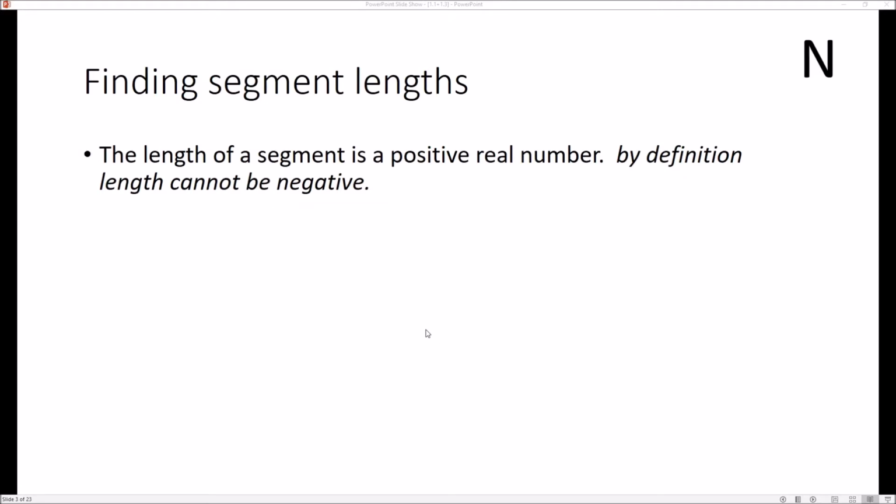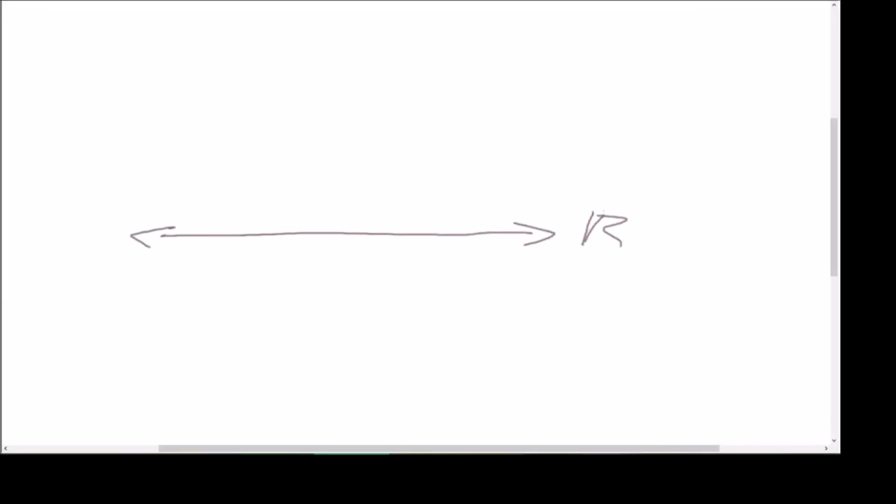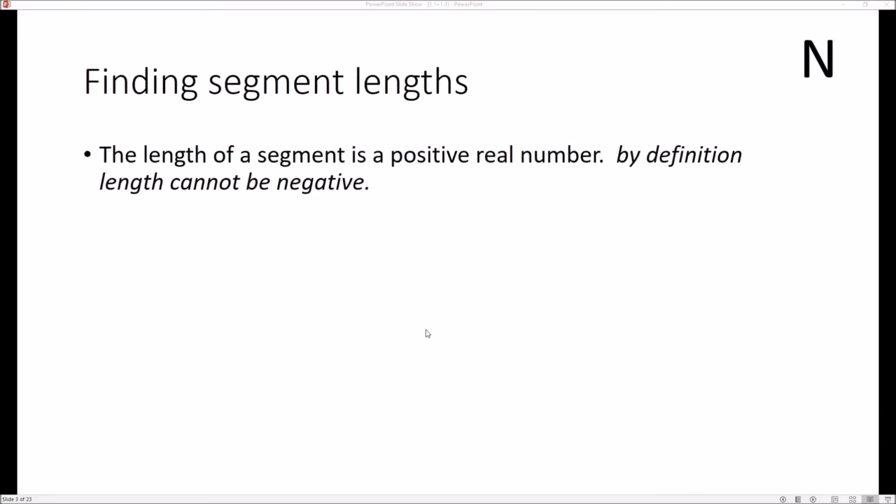Alright, so the length of a segment is always a positive real number, and it always has a corresponding point on the real number line. Length can never be negative, and we'll look at that later, and I'll show you using two segments. We'll look at them from left to right and right to left and see that they always come out positive by the ruler postulate from the previous slide.